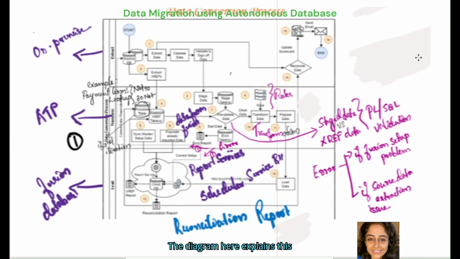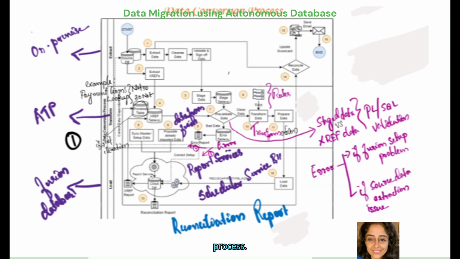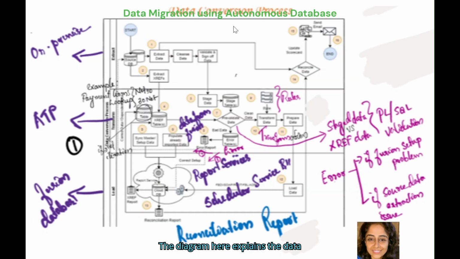The diagram here explains the data conversion process. It has the on-premise part, the ATP database, and the Fusion database. Initially, the data is extracted, cleansed, and validated from the on-premise database, and they are brought into the staging table in ATP.